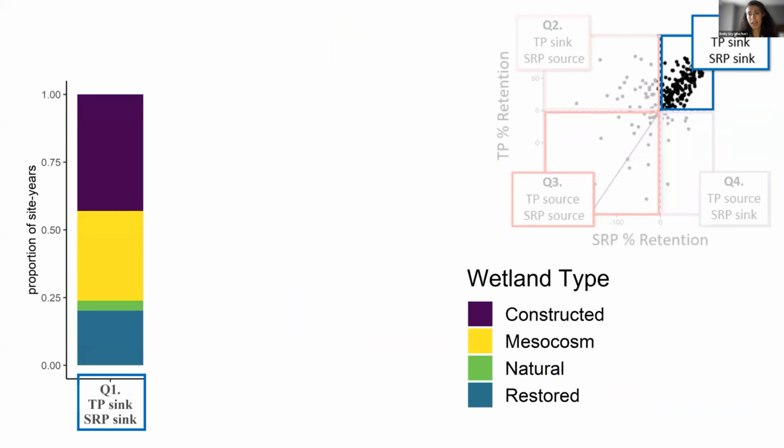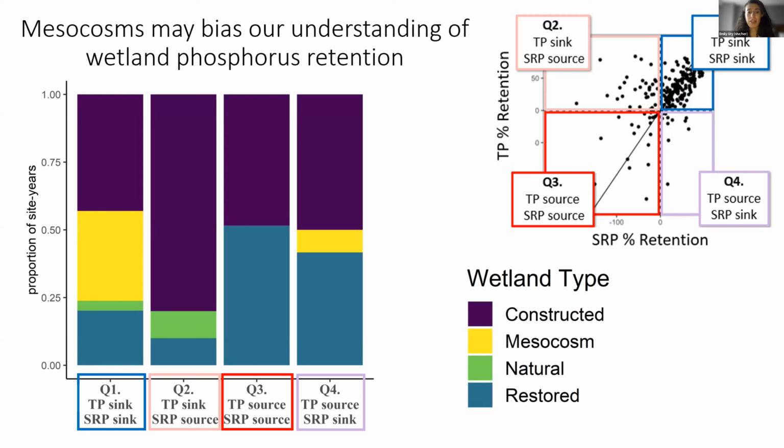And we're just going to discuss what might be driving some of these behaviors as they're broken down by these 4 quadrants. So I'll leave this here as a reference. And the first driver I'm going to show you is wetland types. So those 4 types of wetlands that we looked at. You can see for our quadrant 1 wetlands, the ones that behave as a phosphorus sink, all 4 wetland types are represented.